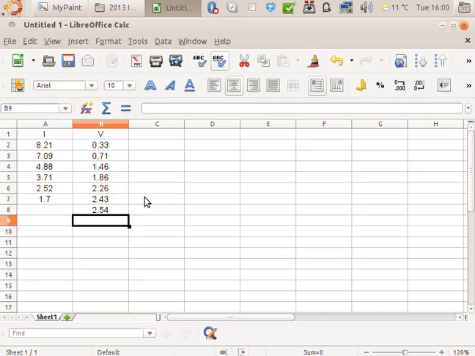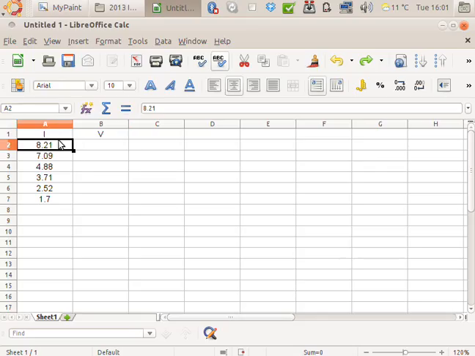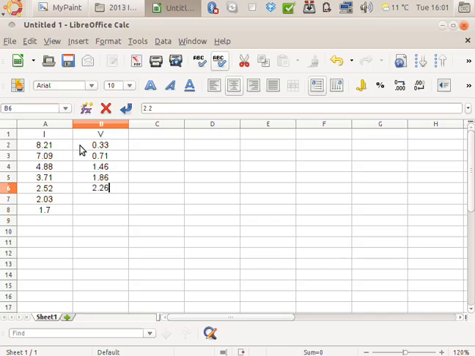It's like I lost some numbers here. 8.21, 7.09, 4.88, 3.71, 2.52, oh, one fell off, 2.03, 1.7. Okay. 0.33, 0.71, 1.46, 1.86. Just check it. Okay.